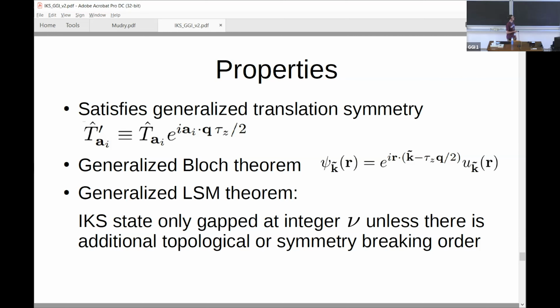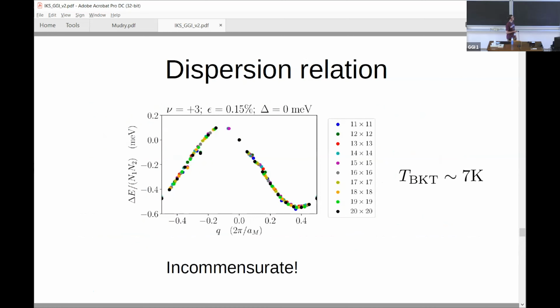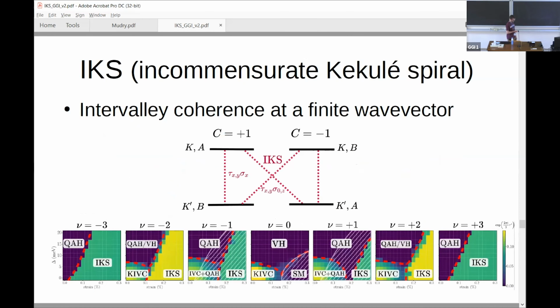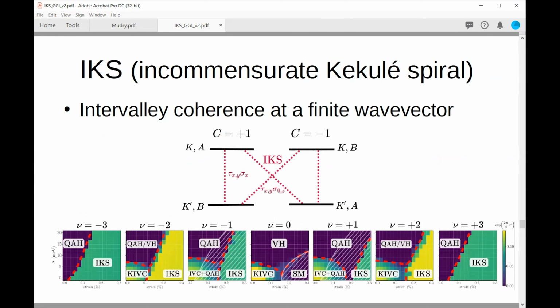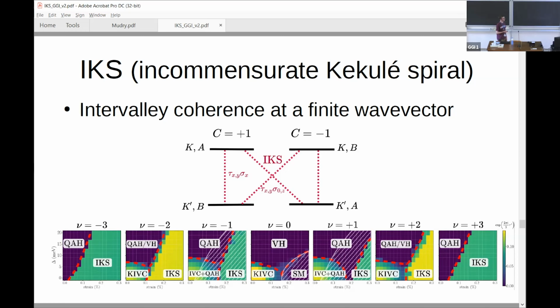Right. So in this IKS state, in principle, you've got some pseudospin order parameter in your boson given by the IKS state, and you could have defects in that order parameter as well. But I'm not exactly sure what that would give you. So we've not studied that problem yet.